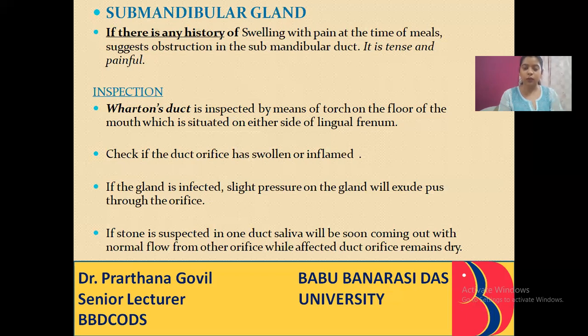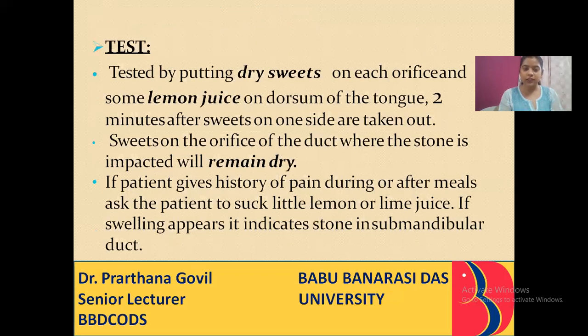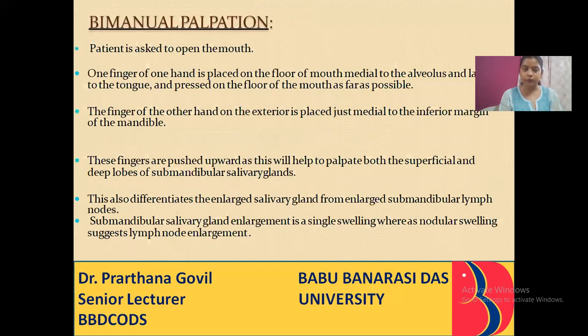If a stone is suspected in one duct, saliva will soon come out with normal flow from the other orifice while the affected duct orifice remains dry. A test that can be done is putting dry sweets on each orifice and some lemon juice on the dorsum of the tongue. Two minutes after, the sweets on one side are taken out; the sweets on the orifice of the duct where the stone is impacted will remain dry. If the patient gives a history of pain during or after meals, ask the patient to suck a little lemon or lime juice. If swelling appears, it indicates a stone in the submandibular duct.